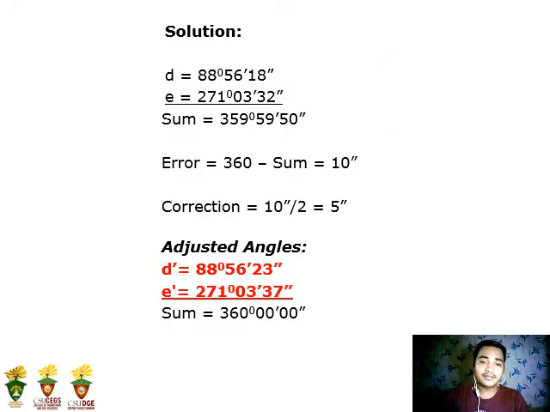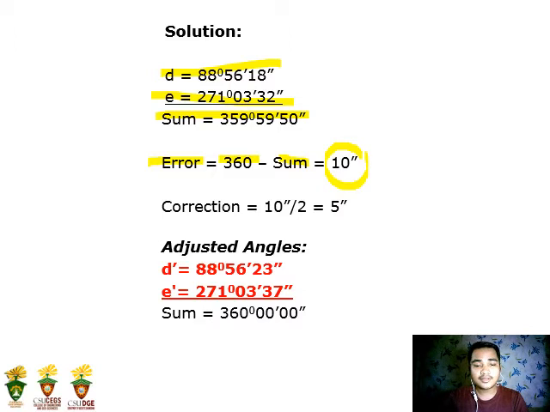For the solution, we are going to get the sum of the two angles within the station, which are angle D and angle E. So we add 88, 56, 18 and 271, 03, 32. We have a sum of 359, 59, 50. To get the error, just get the difference between the sum and 360 degrees. 360 minus 359, 59, 50 gives us 10 seconds.